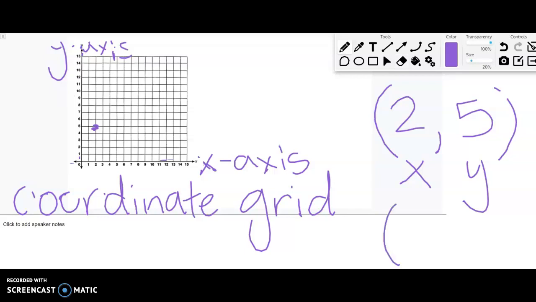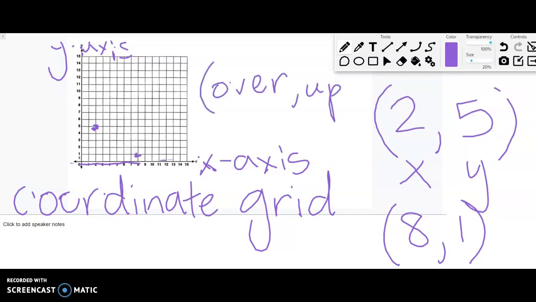If I had a pair like 8, 1, I would go over to 8 first, then I would go up to 1. So we always go over and then up. The most common thing I see is simply that students put it backwards. They accidentally go up first and then over.